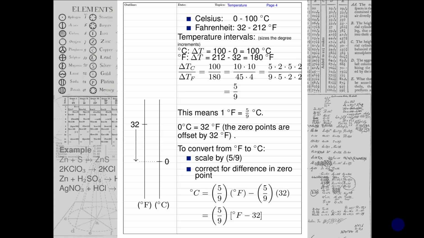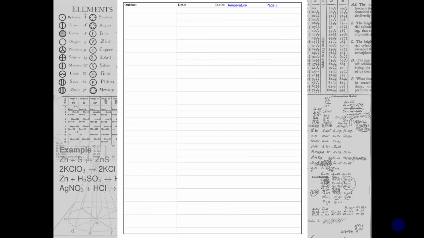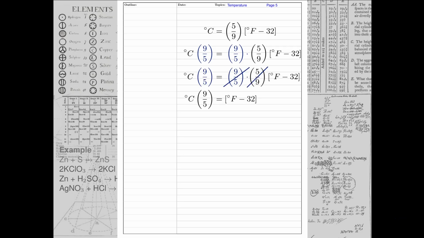To determine the equation for converting Celsius to Fahrenheit, we can either repeat a similar reasoning process above, or rearrange this equation to solve for Fahrenheit. Let's say we want to rearrange this equation to solve for Fahrenheit. First, let's start with the equation that we have. First thing that we want to do is divide both sides of the equation by 5/9. We can do that by multiplying by the reciprocal. When that cancels, we'll be left with the degree Celsius times 9 over 5, which equals the degree in Fahrenheit minus 32.